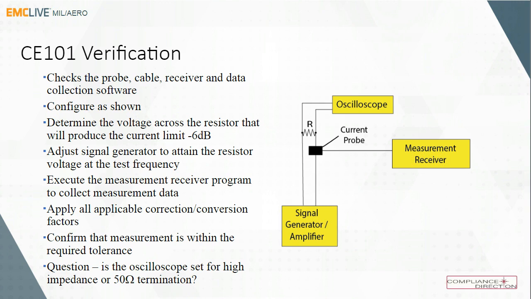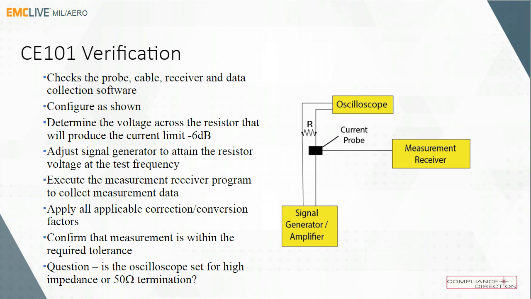It checks the probe, the cable, the receiver, and the data collection software. We could also have other components in the measurement path between the current probe and the receiver for certain applications, and they would need to be present as part of this calibration check also. Basically, you would put something together here, and we look at what the voltage across the resistor needs to be to produce a current that is 6 dB below the limit. So we want to produce the current limit minus 6 dB.